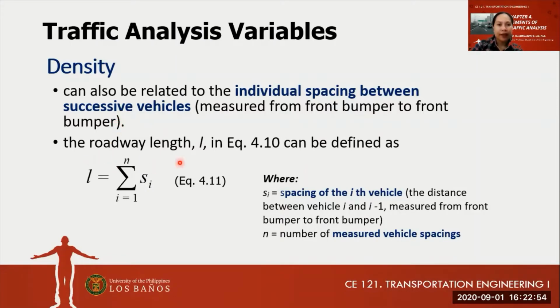The roadway length L in equation 4.10 previously can be defined as the summation of the spacing of the ith vehicle, the distance between vehicle i and i-1, measured from front bumper to front bumper. So N here is the number of measured vehicle spacings. So basically, you will have to determine the space between vehicles on a certain length of the roadway.